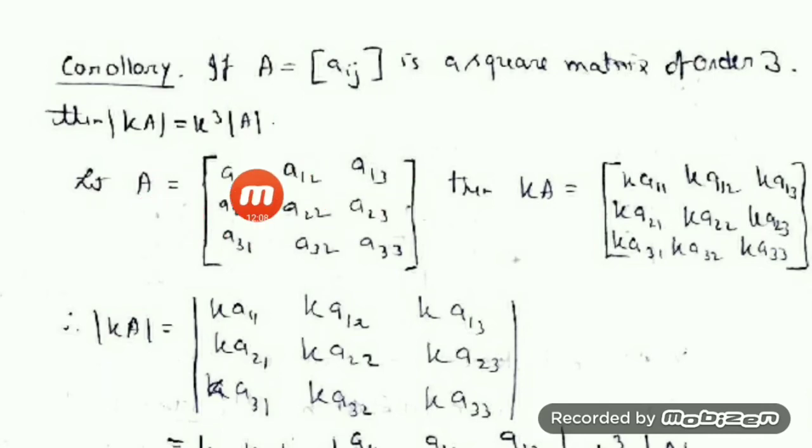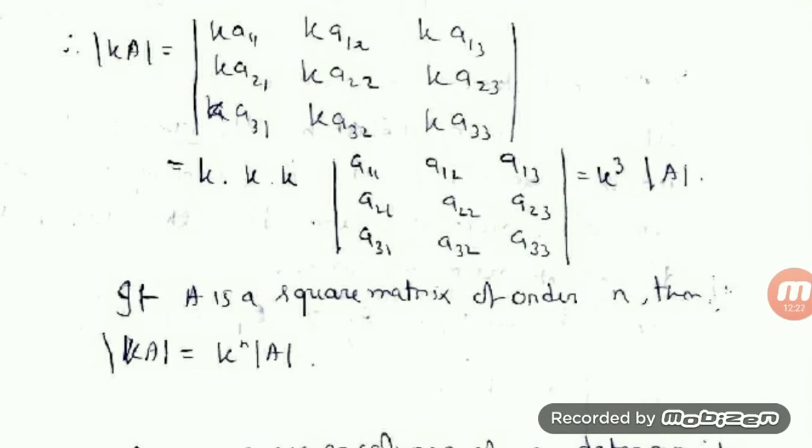Suppose this is your matrix A, a 3 by 3 matrix I have considered, then we get Ka. How to get Ka? Every element is multiplied by K. Then let us find its determinant, determinant of Ka, which will be the determinant of this matrix. Now you see, we know by property number 4, from one row or column K is common, we can take it outside, the first column or first row. The second row or second column has a common K, so this is the second K. The third row or third column has common K, the third K.